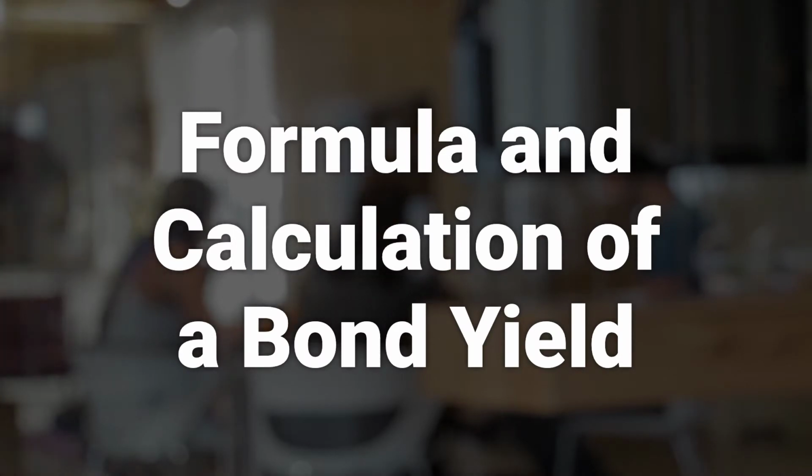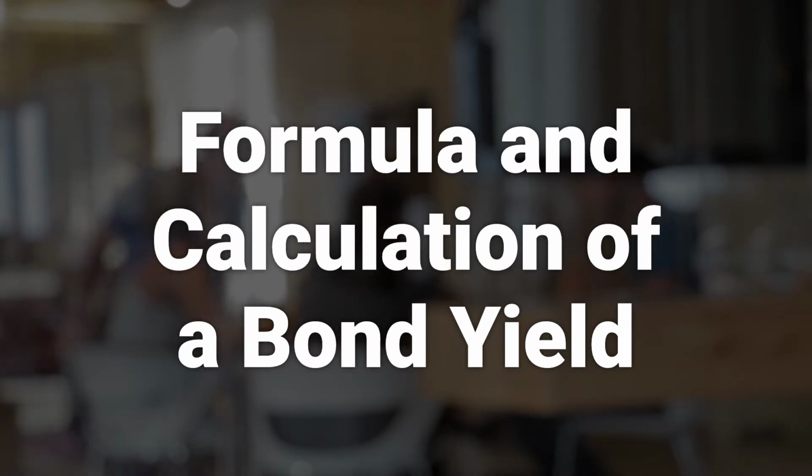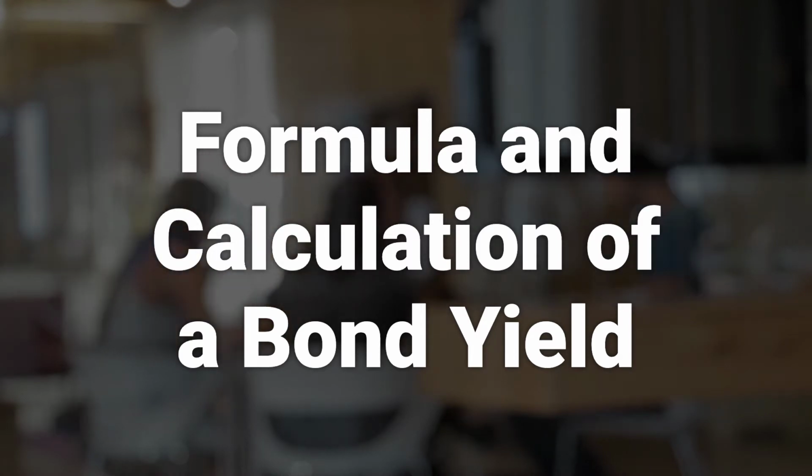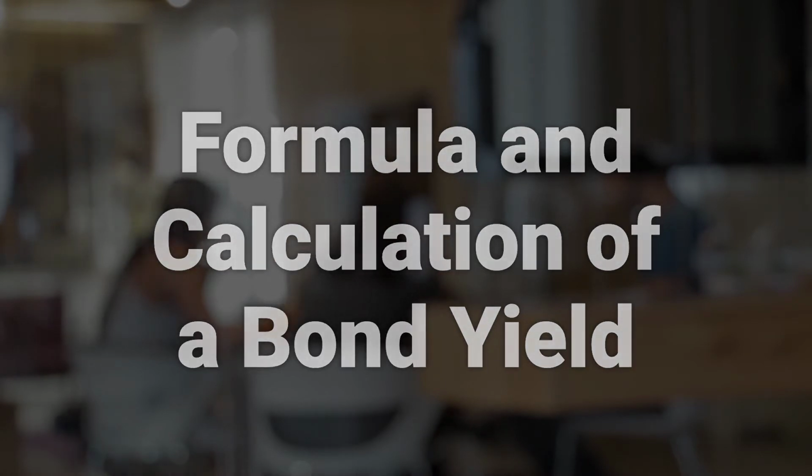The simplest way to calculate a bond yield is to divide its coupon payment by the face value of the bond. If a bond has a face value of $1,000 and makes interest or coupon payments of $100 per year, then its coupon rate is 10%, or $100 divided by $1,000.